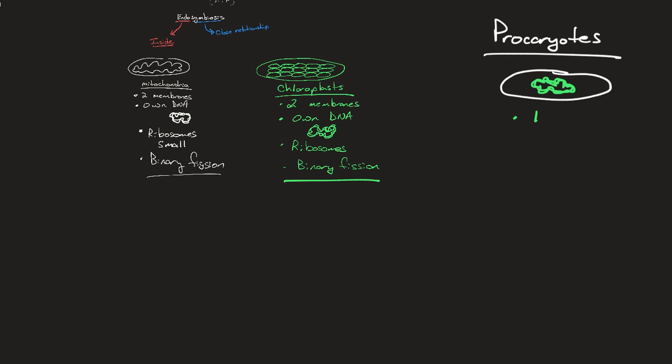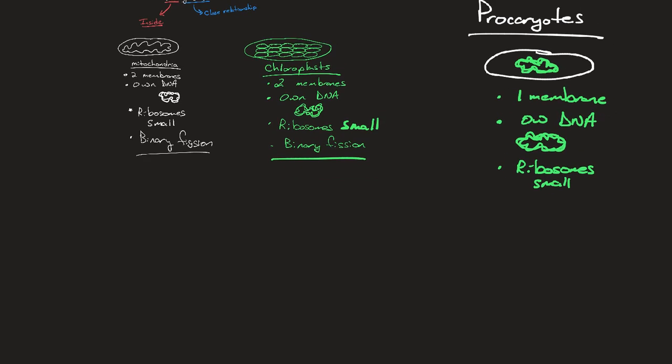They only have one membrane. They have their own DNA. It's circular. And by the way, they're small. They're all the same. So ribosomes are small. Same smallness as the chloroplasts and mitochondria. And they do binary fission. Huh.